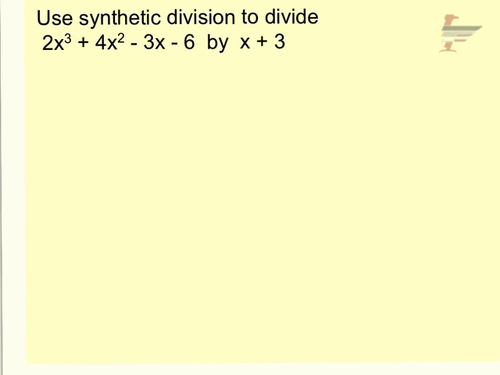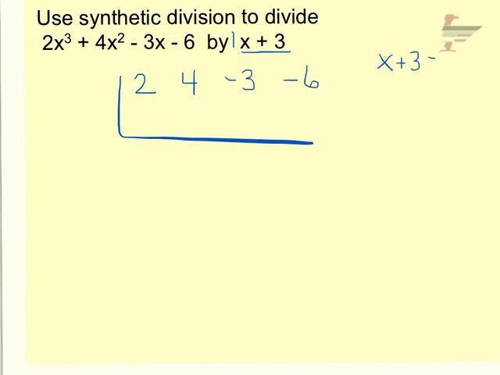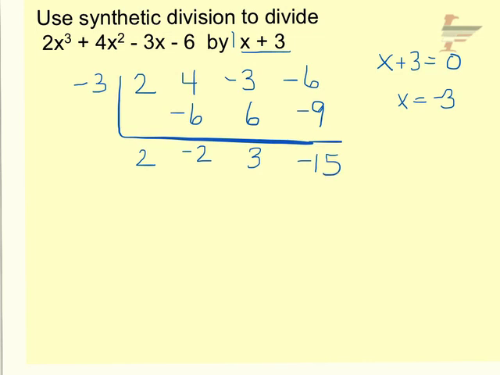Alright, this is just review, so if you're good with this one, you can fast forward, but it says use synthetic division to divide, and I know I can use synthetic because this is linear and leading coefficient is 1. So 2x cubed plus 4x squared minus 3x minus 6, and I'm dividing by the solution for x plus 3, which is negative 3. So I carry down, multiply, add, multiply, add, and multiply, and I get negative 15.